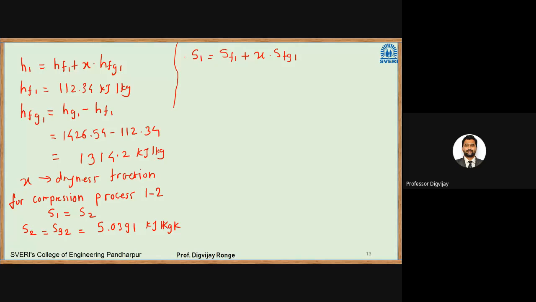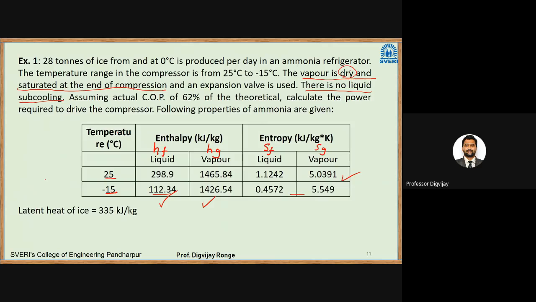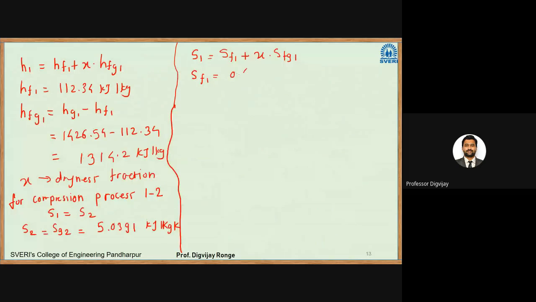Okay. So in this case, from the given table, I have to calculate SF1. So SF1 is the entropy of liquid at point 1. So I have to look for minus 15 degrees Celsius, and entropy of liquid. So in this case it is 0.4572 kilojoule per kg Kelvin. And SFG1. Now, how to calculate SFG1? So that will be straight away the difference between vapor and liquid entropy. So SG1 minus SF1.